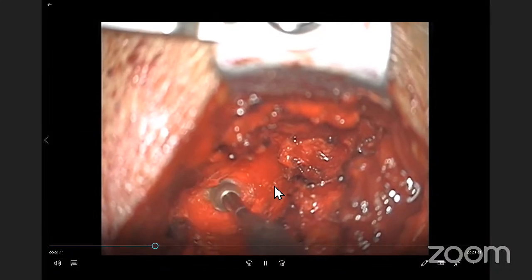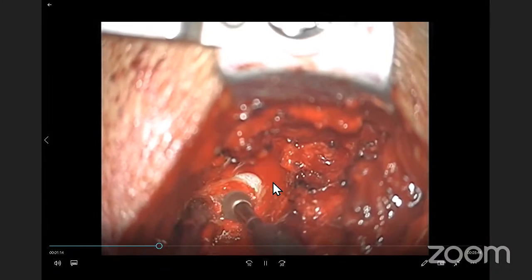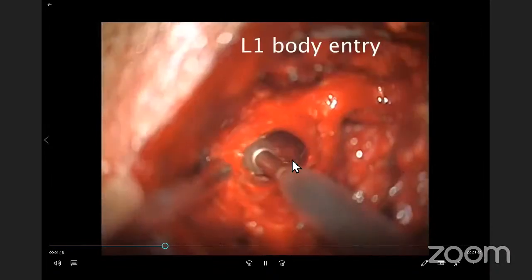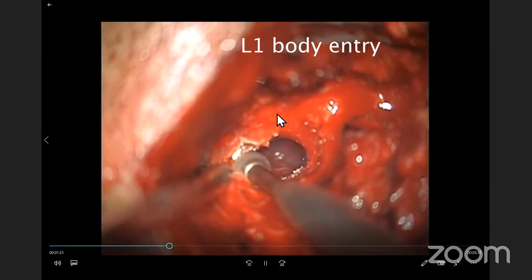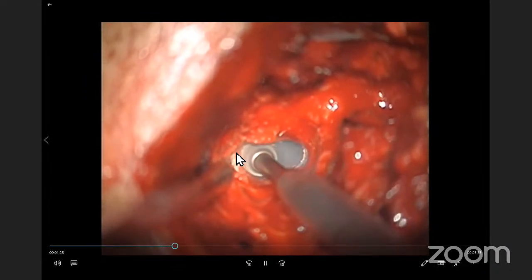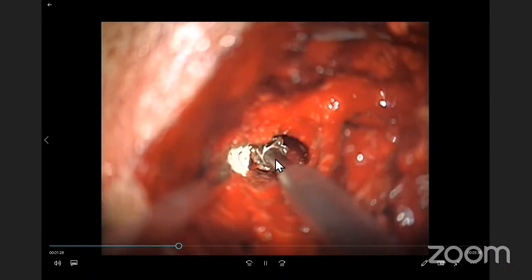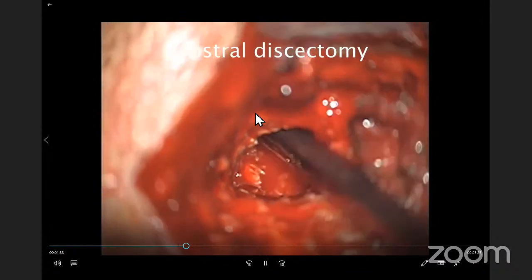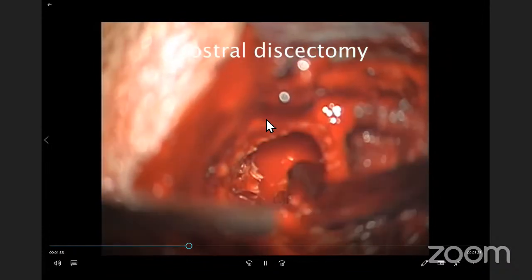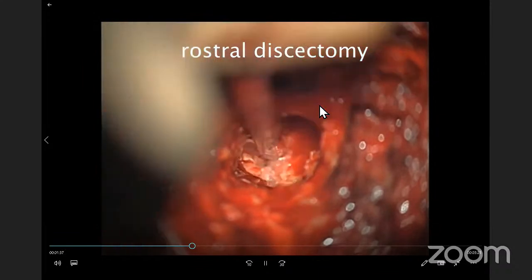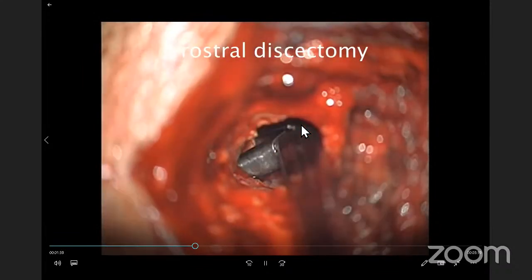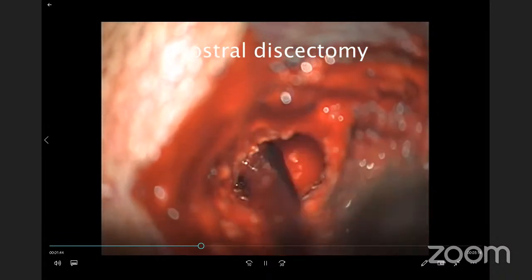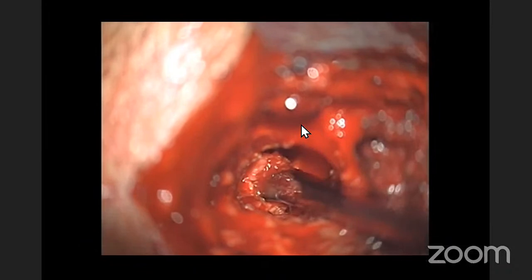Then you have to look at the disc above and the disc below. Because it's a corpectomy, you will have this. So this is the L1 body entry which we have made. This is the part of the dural tube. Now, as we go superiorly, we are going to find the disc, the T12-L1 disc. And as you go inferiorly, you are going to find the disc below, because you are going to do an interbody fusion. So you have to make sure that you have taken out the disc, because only then will the fusion occur, and you have prepared the end plates properly. And this is the distal part.